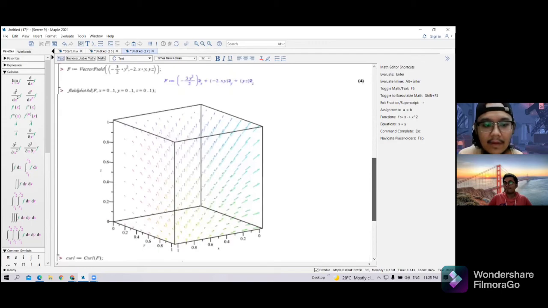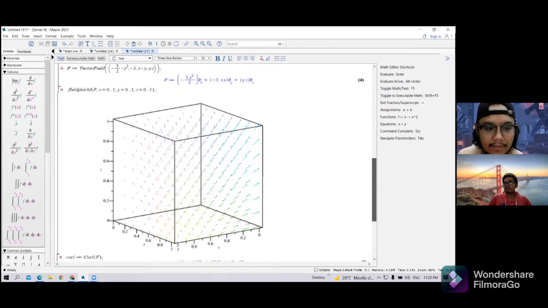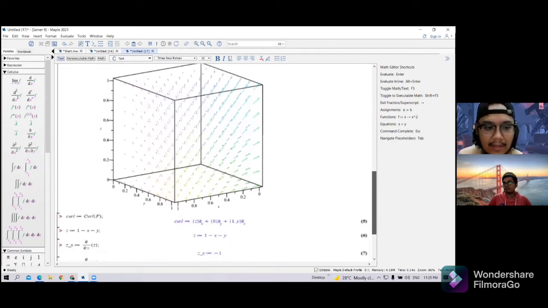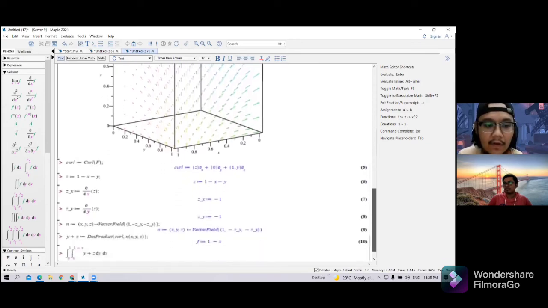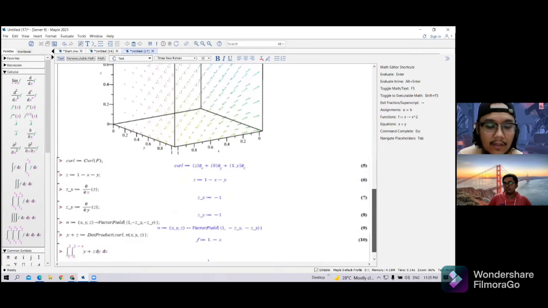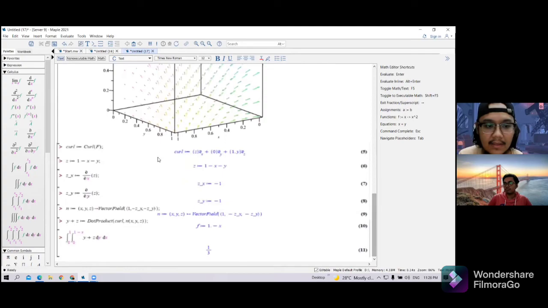Then for the curl, next, the calculation for Stokes' theorem is the command we use, and the final answer is 1 over 3. The answer I got from Maple is the same as the manual calculation.